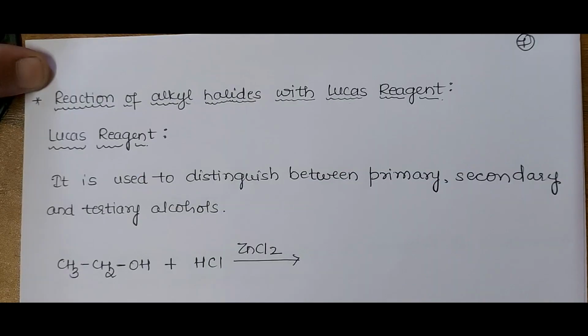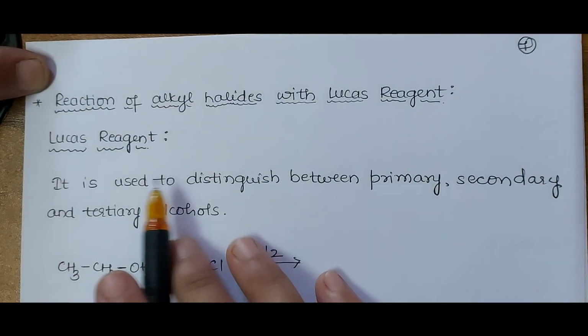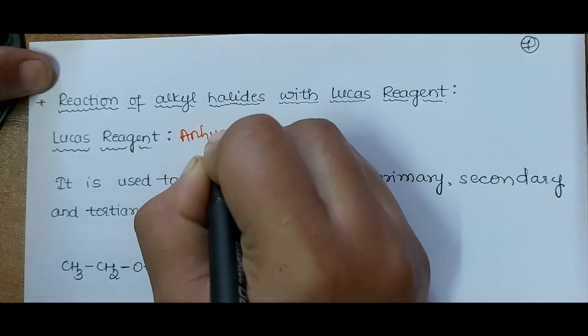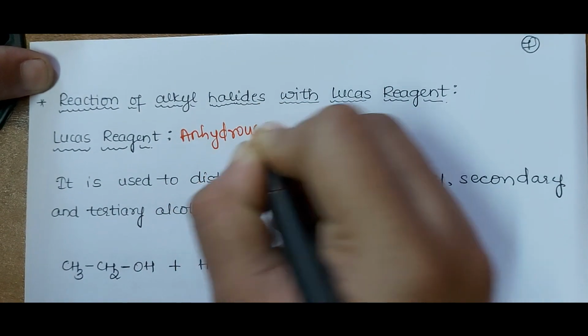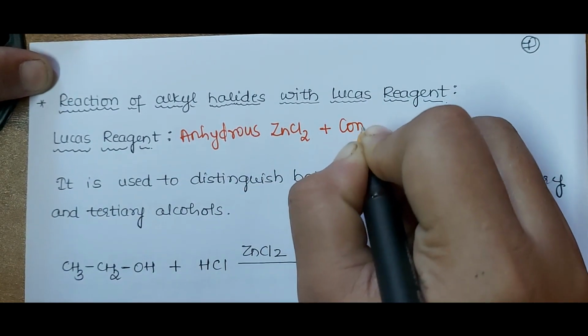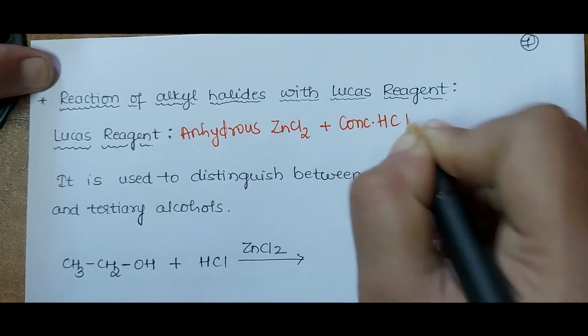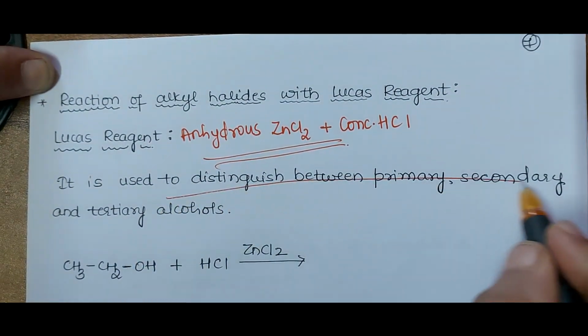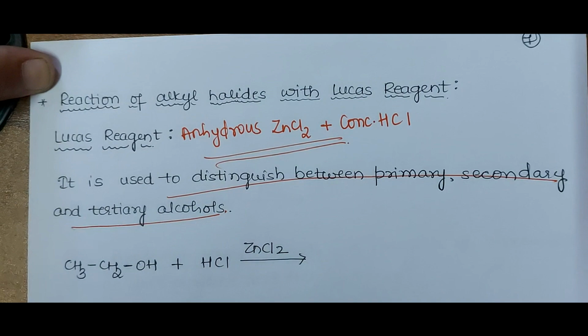Next we'll consider the reaction of alcohols with Lucas reagent. So what is Lucas reagent? Lucas reagent is anhydrous zinc chloride with concentrated HCl. And what's the work of this Lucas reagent? It is used to distinguish between primary, secondary and tertiary alcohol.